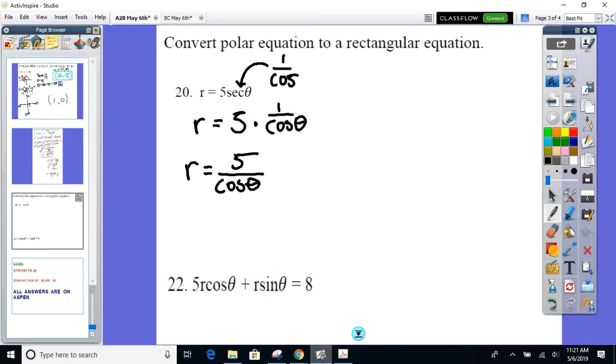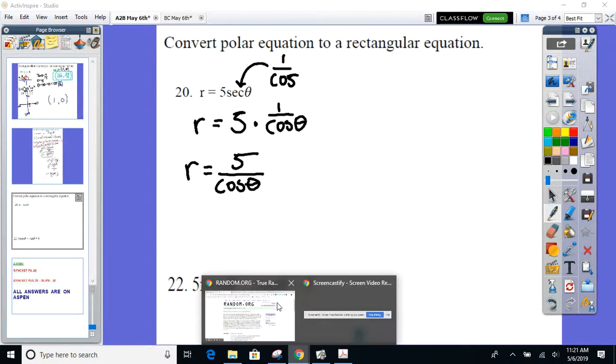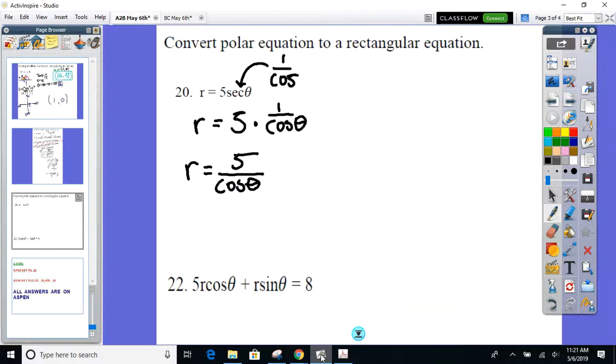Can I get an r cosine somehow? Can I get an r squared somehow? One of those 2? Can I do anything to both sides here to get an r cosine or an r squared? I can cross multiply or multiply both sides by cosine theta. That's basically what you're doing. Everyone see that? So go ahead, cross multiply for me. What do I end up with? 9. What do I end up with when I multiply both sides by cosine?